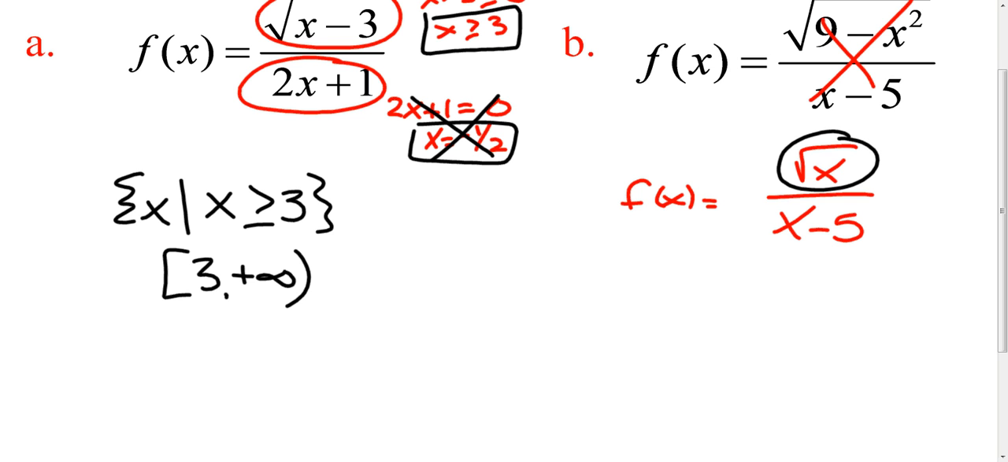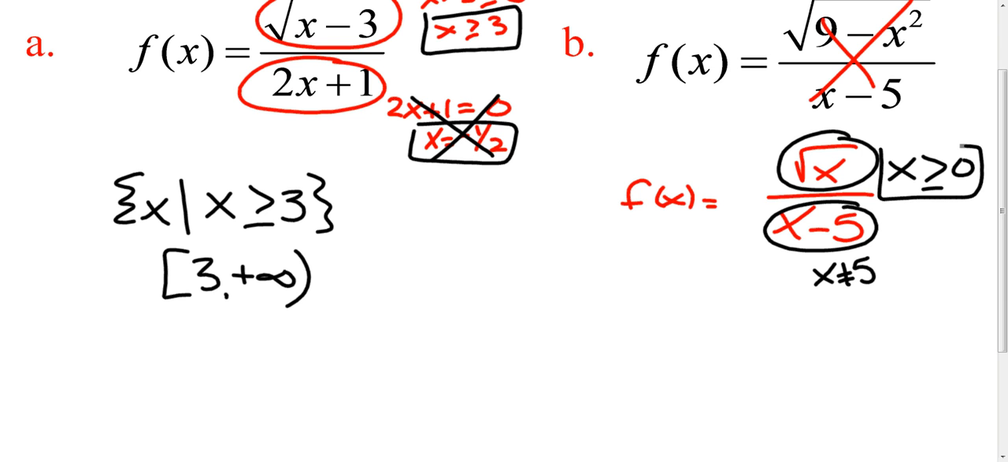Right here, I know that x needs to be greater than or equal to 0, because I can't have negatives underneath the radical. Right here, x can't be 5, because if x is 5, then I have 5 minus 5, which is 0 in the denominator. Okay, so what this tells me is that I have to have numbers that are all greater than or equal to 0, but I have to exclude the number x equals 5.